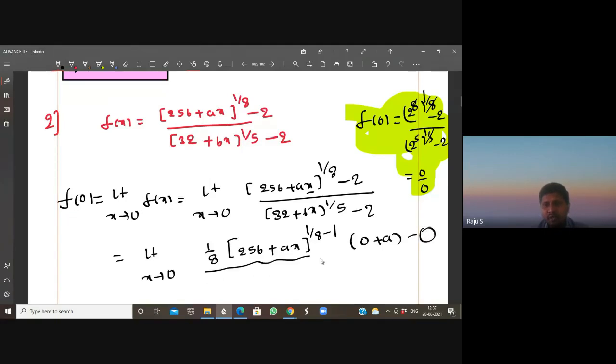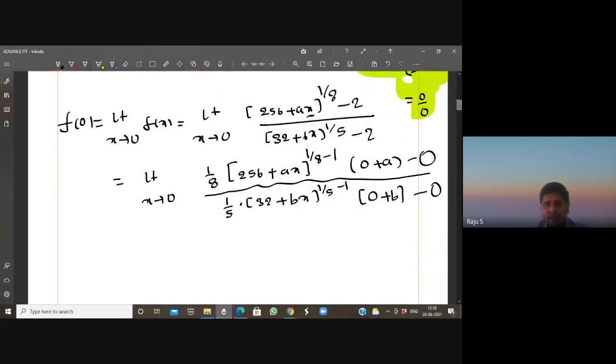So I differentiated the numerator. In the same way, differentiate the denominator. Again, it is in the form of 1 by 5 into x power n minus 1, into, again 32 is a constant, derivative 0, b into 1 is b, minus 2 is a constant, 0. So I differentiated numerator and denominator separately with the help of chain rule. This is equal to limit x tends to 0.